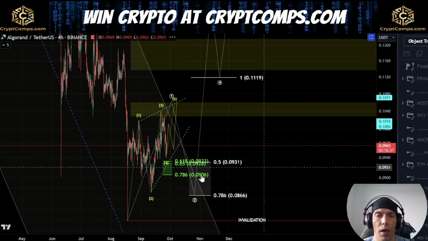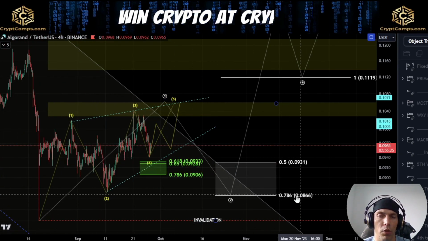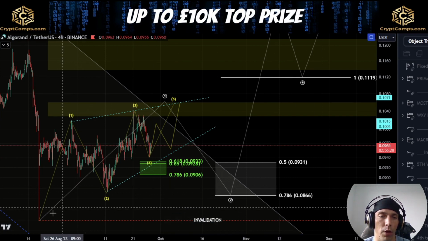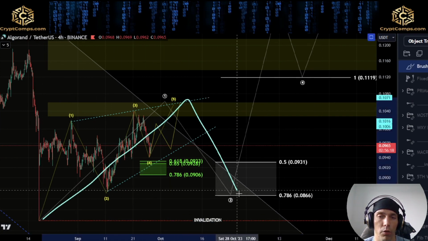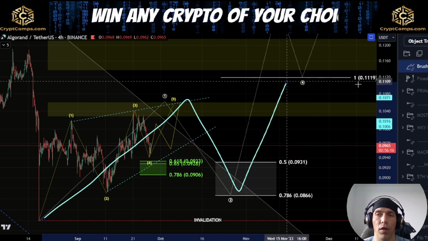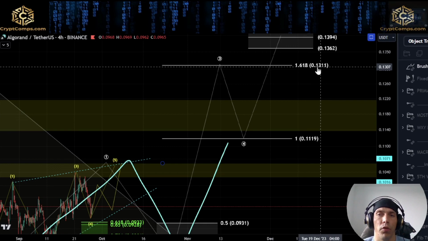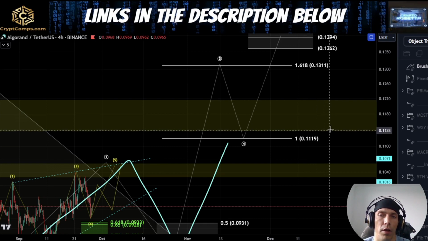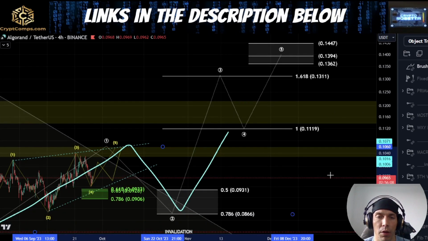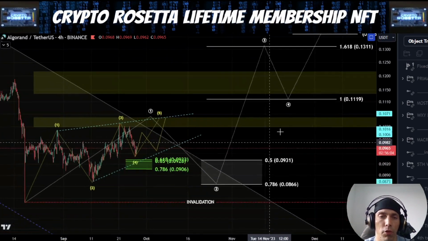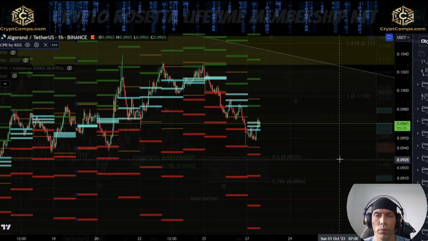Now, within this, if we do see this diagonal, I'm going to be watching this 0.786 level. We don't want to lose this if we're going to be looking at this potentially as either 1, 2 or A, B, and then C towards 1119, or alternatively 1.618 would be here at this 1311. That would be based off of coming down to that 0.786, but obviously it would depend on how deep we would trace for this wave 2.